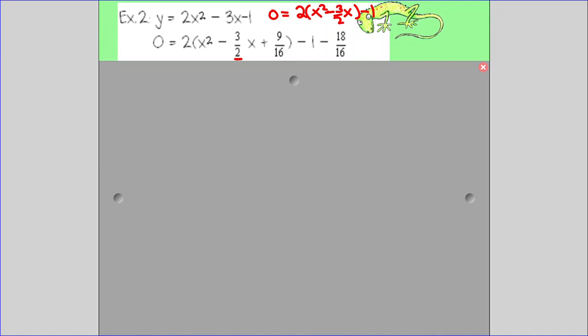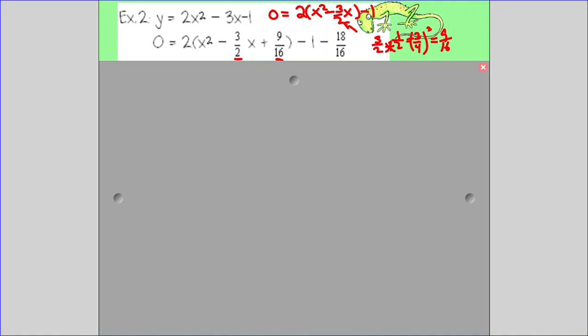Now, the 9 over 16. Remember, if I take half my b value and square it, half of 3 over 2, take half of that number, divide it by 2. That's basically like saying multiply it by 1/2. So really I'm getting 3 over 4, and then I need to square that value, and that gives me the 9 over 16, which is what we see here.